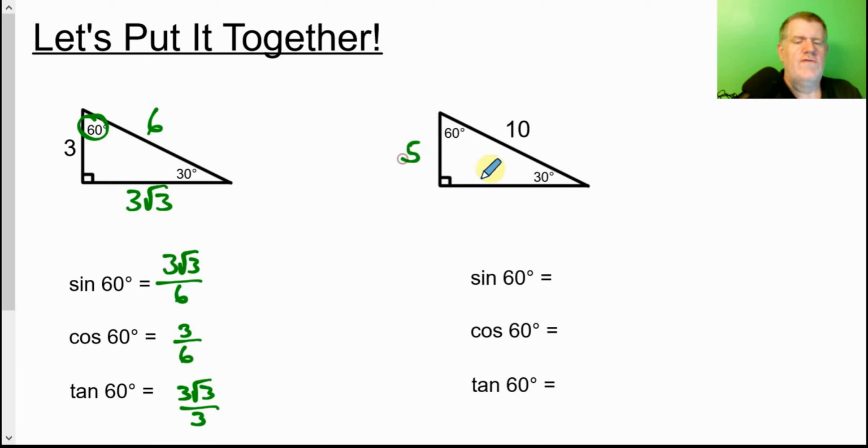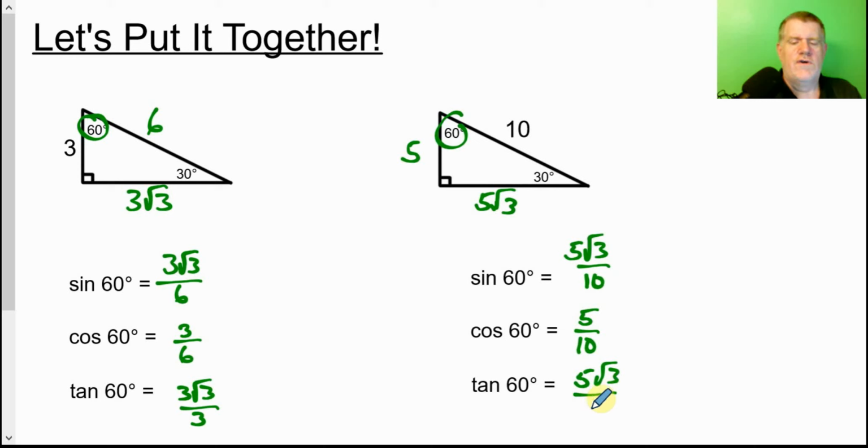Alright, does that hold up for this one as well? And of course, you know it does. Sine of 60 is opposite over hypotenuse. Cosine of 60 is adjacent over hypotenuse. And tangent of 60 is opposite over adjacent. So if I simplify these, 3 goes into 6 twice, 5 goes into 10 twice.